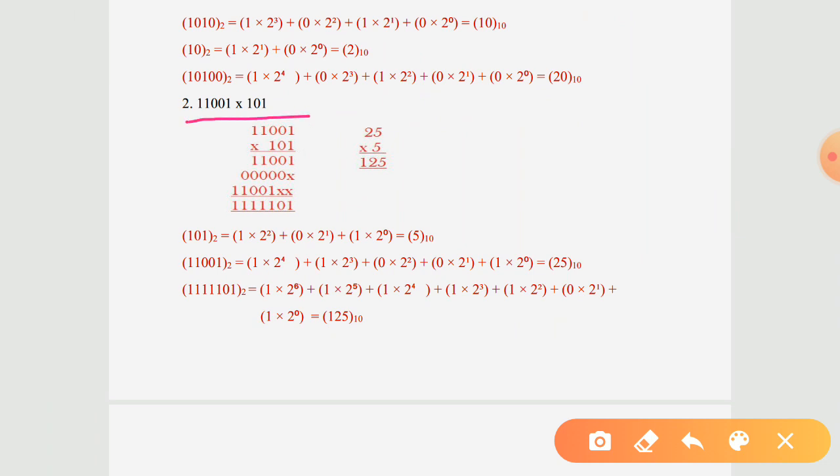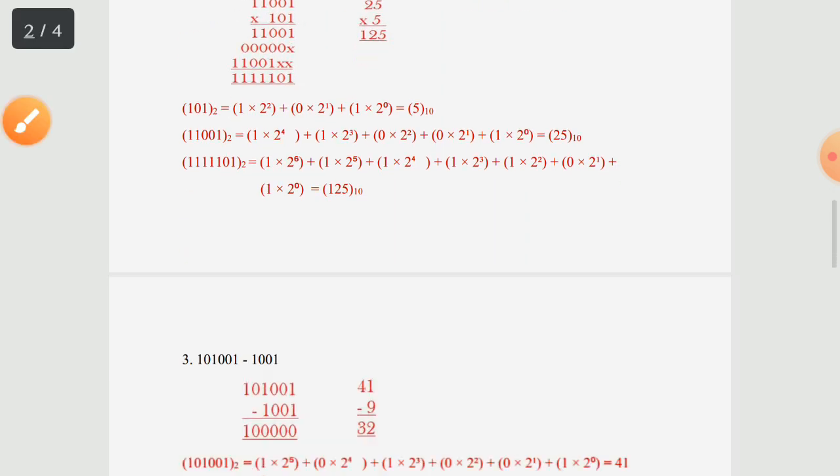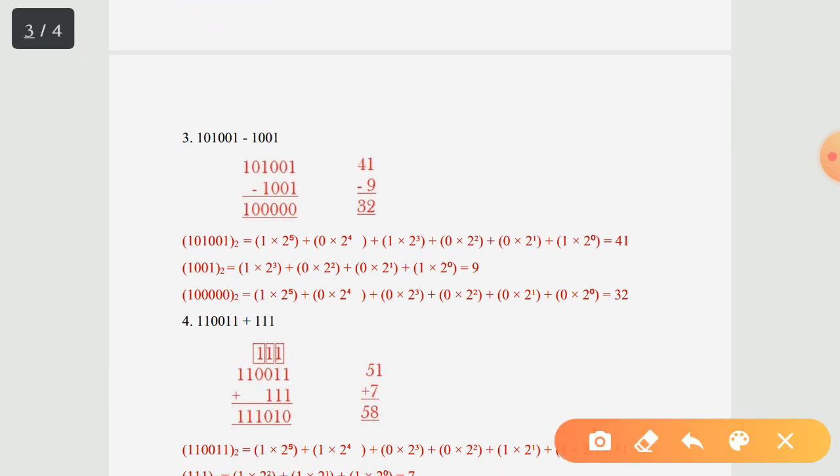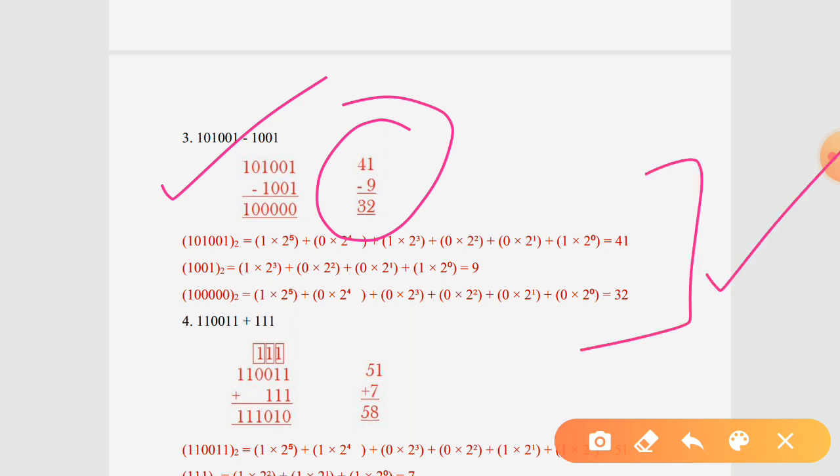11001 multiplied by 101. See the calculation, match yours with mine. The answer will be 11111 (five 1s) and then 01. And over here you have to convert it into decimal also. The third one, 101001 minus 1001. Over here is the answer. Convert it into decimal. Now check every calculation with mine.